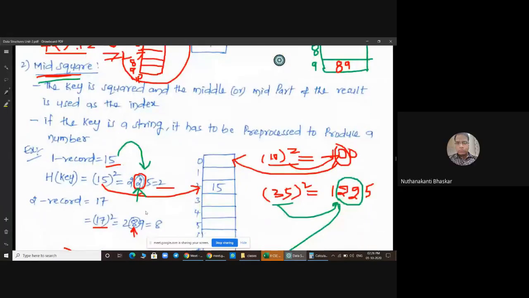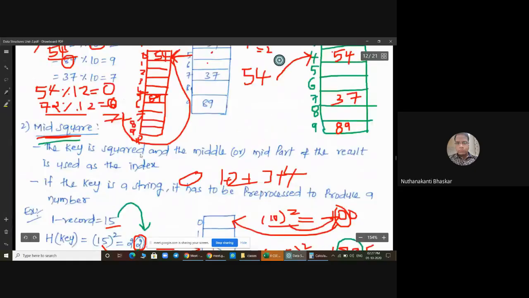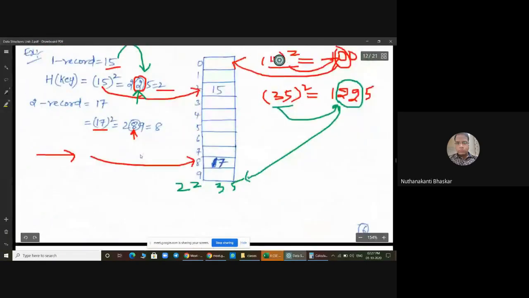Yes, sir. After getting the mid square value, maybe the mid value is 2, 3, 4, like this. Then you can apply digit folding also. Means at a time we can apply 3 to 4 mechanisms. These are real-time examples I am telling. At a time we can apply 3 to 4 hash functions to provide more benefit to the user. But as per academics, individually only is enough. Understand this?